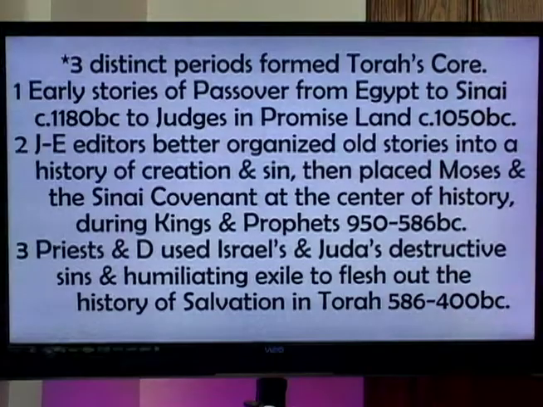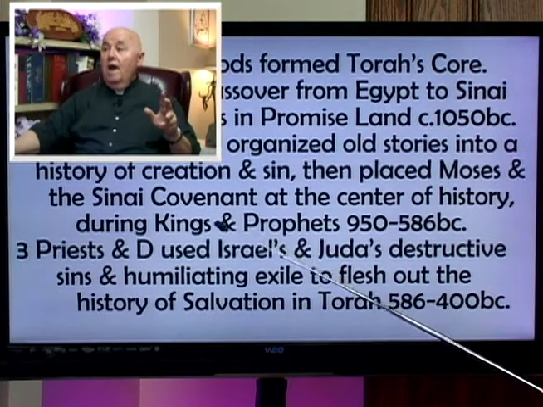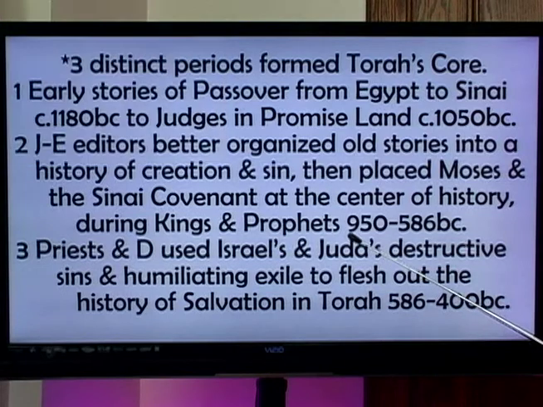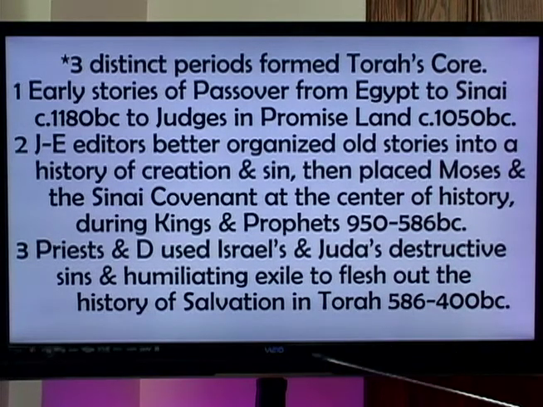We go on to our next screen and we read, 3 distinct periods form Torah's core. First, early stories of Passover from Egypt to Sinai around 1180 BC, to Judges in the Promised Land around 1050 BC. Secondly, J and E editors better organized these old stories into a history of creation and sin, then placed Moses and the Sinai covenant at the center of history during Kings and Prophets, 950 to 586 BC, when Judah was destroyed. Thirdly, priests and Deuteronomic editors used Israel's and Judah's destructive sins and humiliating exile to flesh out the history of salvation in Torah, 586 to 400 BC.